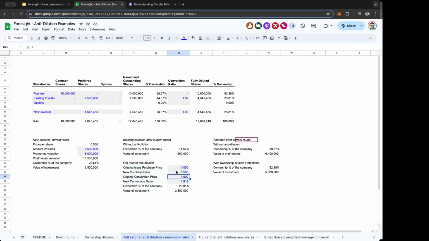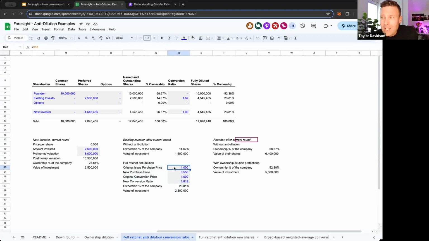Thank you. So here's the implementation of the formula. It's right here in this full ratchet anti-dilution protection. And what we have here is this original issue purchase price. That's that $1. The original investor paid $1 per share. And the new purchase price is the price per share the new investor is paying as part of the round. And that comes from the share price calculations around the round.